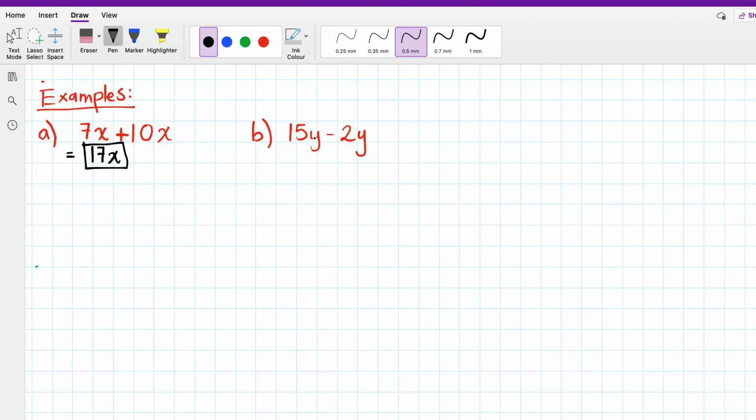So I have to check, are they like terms? Yes, they are. 15y take away 2y. This is going to be equal to 13y. And that's my answer.